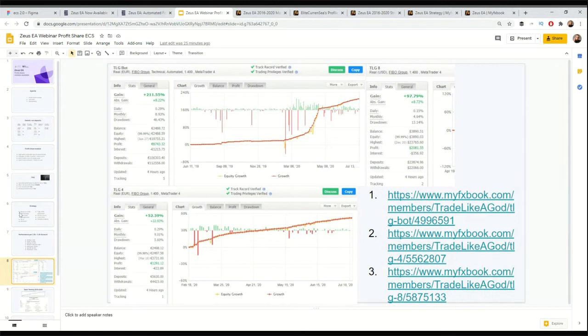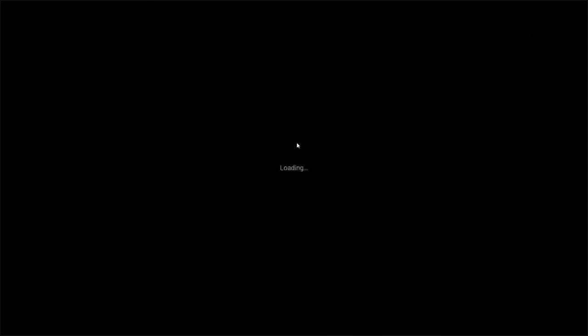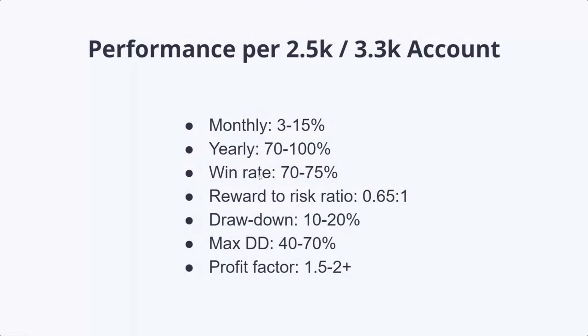So let me dive into some of those stats, as you can see here. Monthly, it could be anywhere between 3 and 15, but depending on your risk, on average, it will be between 5 and 7% in most cases. On a yearly basis, it will probably be about 70 to 100%. Win rate could be anywhere between 70 and 75%. Reward to risk ratio is going to be lower than 1 to 1. Could be anywhere between, this is a little bit too high, actually. I think it is probably correct. About 0.6, I think 0.65 indeed to 1. No, it's correct. Usual drawdown is lower.